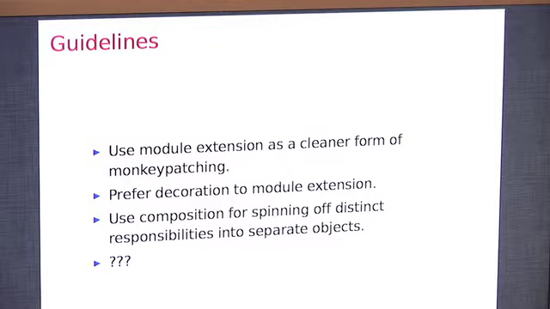As a general rule, I will reach for decoration before I reach for module extension. I think it's simpler, or has fewer surprises. And then composition is great for spinning off distinct responsibilities. If you can identify a responsibility that an object has, and you want to spin that off into its own object, composition is a great way to do that and to start that process rolling. So those are some of the guidelines I've come up with. I'm curious what you folks have come up with in your work.